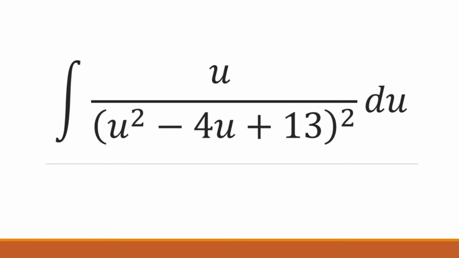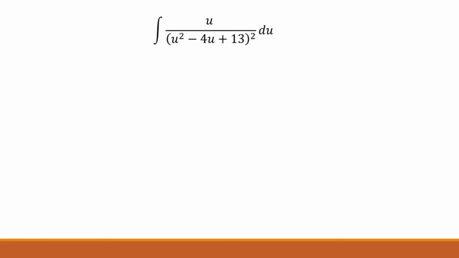In this video, we'll be solving the integral of u over (u squared minus 4u plus 13) quantity squared. The first thing I'm going to do is look at how the denominator is related to the numerator. For this, I'm going to ignore what's outside the parentheses. So I'm only looking at the u squared minus 4u plus 13, and I'm comparing that to u.